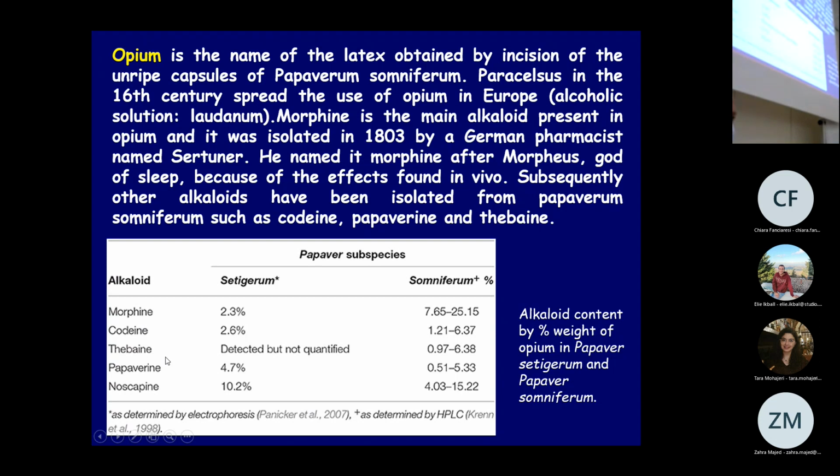And all these 3 have the ability to act as painkiller. Papaverine and noscapine, they have another type of activity. They have muscle relaxant and other types of pharmacological activity. So we are interested only in these first 3 alkaloids: morphine, codeine, and thebaine.